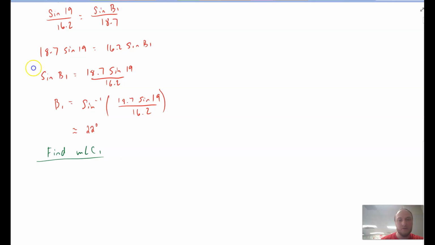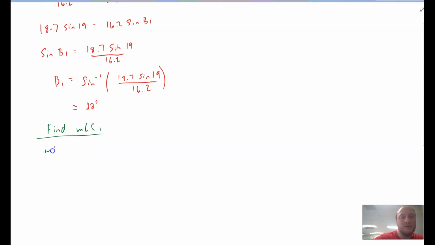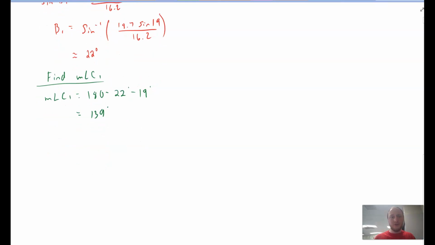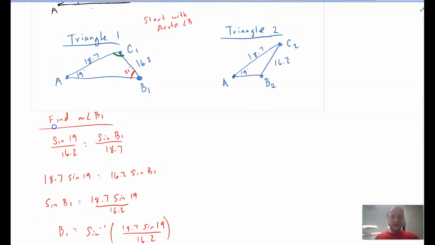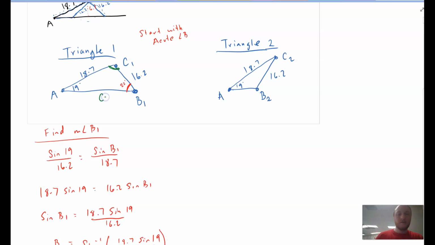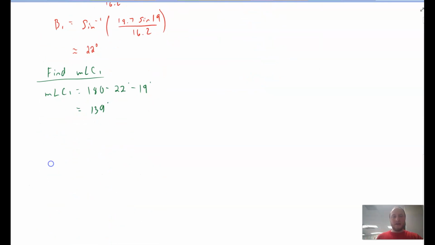Okay, so find the measurement of angle C1. The measurement of angle C1 is equal to 180 degrees minus the two angles that we have, 22 degrees and 19 degrees, leaving us with 139 degrees. Hey, I found two of them. The only thing I have left now to find is this side, the little c.